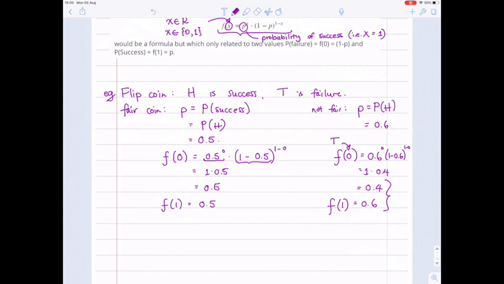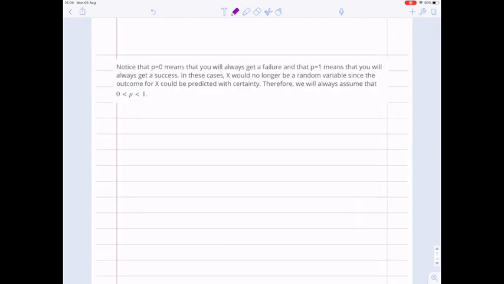But this is not particularly helpful. Where we actually want it is a little bit further on. But first, just take a little note here. Notice that p equals 0 means that you always fail, and p equals 1 means that you always get a success. But if you know what's going to happen, then x is no longer a random variable, because you can predict with certainty. So for these kinds of problems, we're always going to assume that our probability lies strictly between 0 and 1.